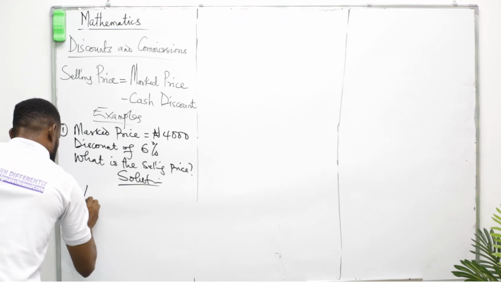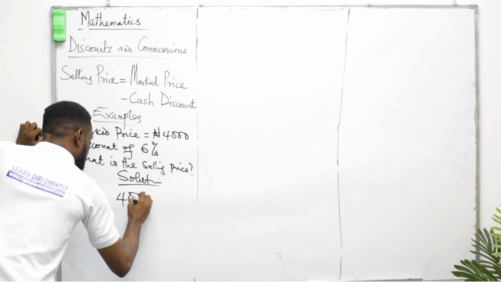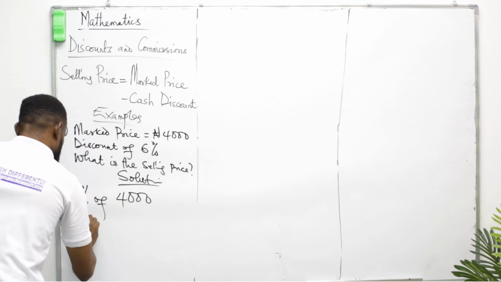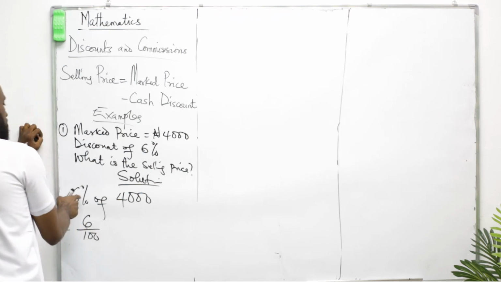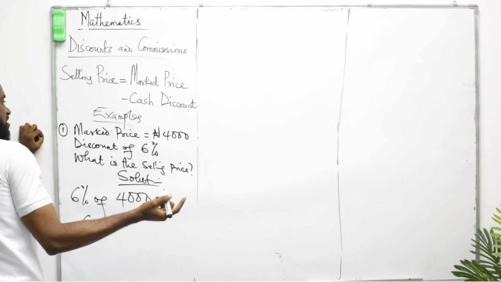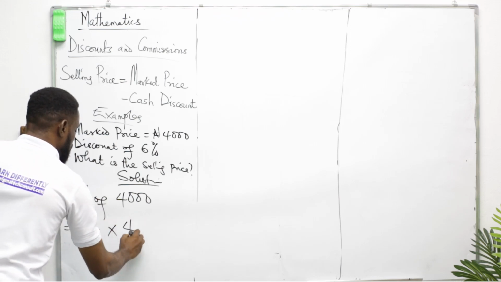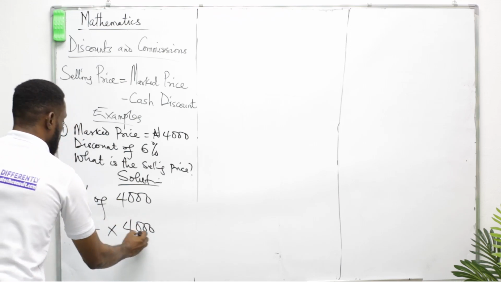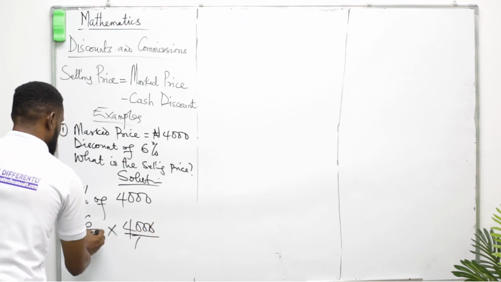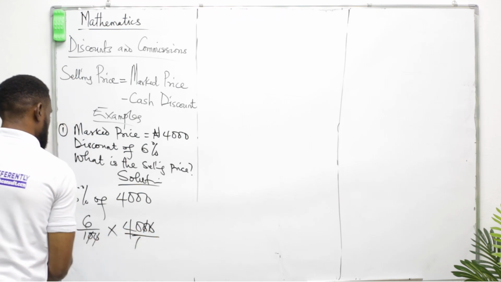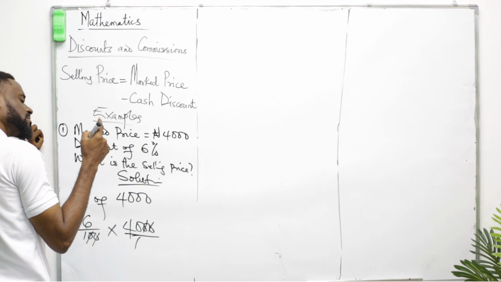The selling price is going to be, of course, 6% of 4,000 naira, which is 6 over 100. Remember we said 6% when we learned percentage. 6 over 100 of 4,000 is times 4,000 over 1. Okay? So this removes this. This removes this. Do you understand me? What I'm calculating here, remember, is the discounted price.